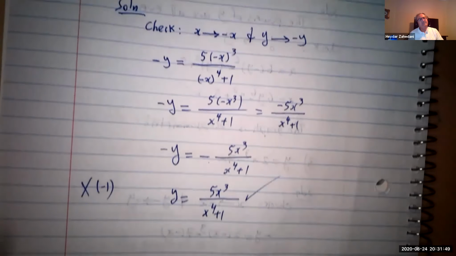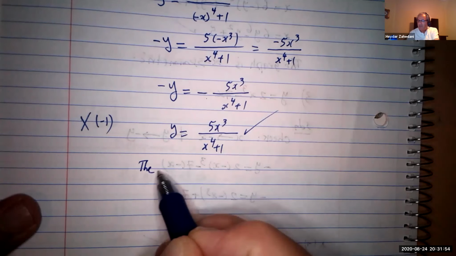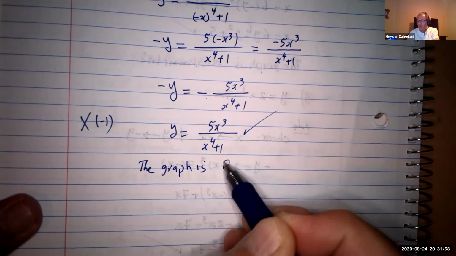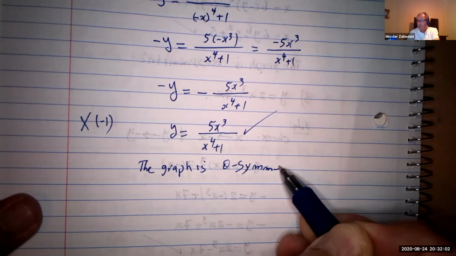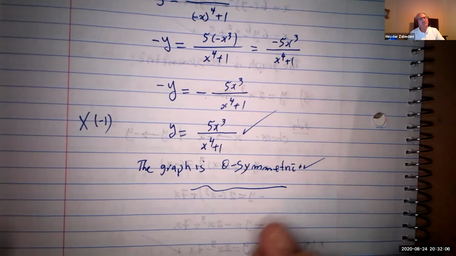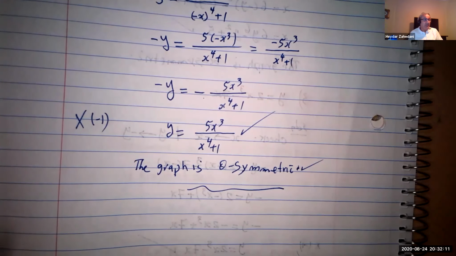So this means the graph is all symmetric. The graph is going to be symmetric with respect to the origin only. That's it. Any question? So a nice property and easy to check.